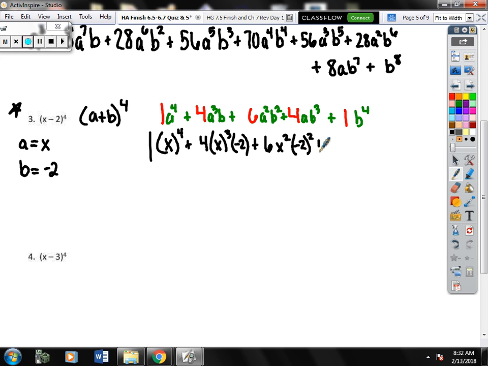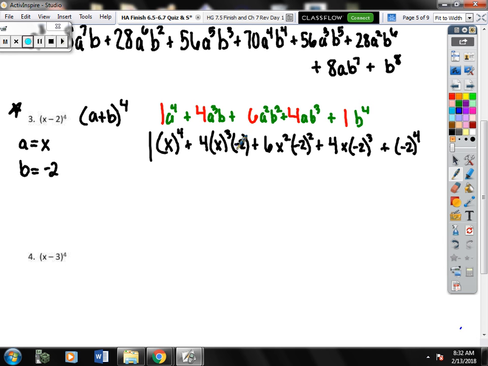Continue on, plus 4a, which is x, b cubed, which would be -2 cubed. And last but not least, plus 1b to the 4th, which would be -2 to the 4th. Now before you move on and do anything else, you want to evaluate all those -2's to whatever power.